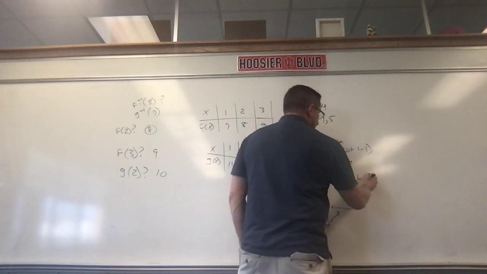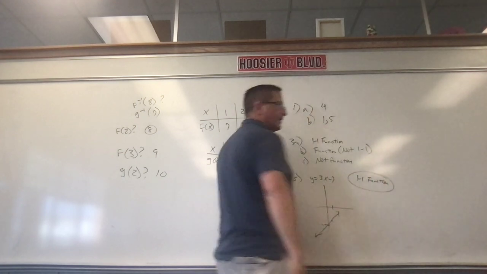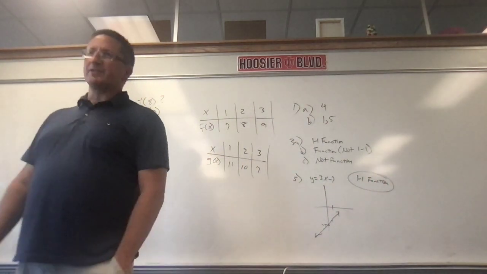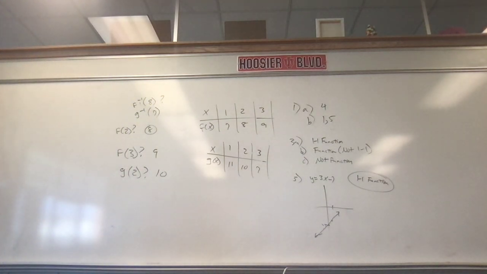True or false? All lines are one-to-one functions. What do you think? Every single line is a one-to-one function. If a line is just straightforward, I'd say yes. Every line's straight. There's no such thing as a curved line. No. Not every line's a one-to-one function. Not every line's even a function.